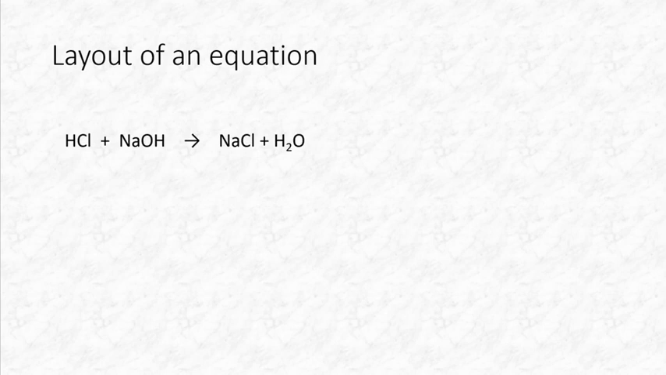Here's an example. We have an equation between hydrochloric acid and sodium hydroxide, and they make sodium chloride and water. We can see on the reactant side, we have 2 hydrogen atoms, and on the product side, we have 2 hydrogen atoms in the water. On the reactant side, we have 1 oxygen, and on the product side, also 1 oxygen. 1 chlorine on the reactant side, and also 1 on the product side. And 1 sodium on the reactant side, and 1 on the product side. So that's a balanced equation.